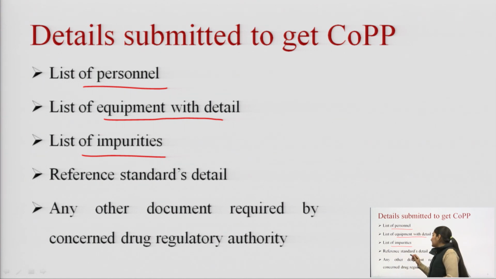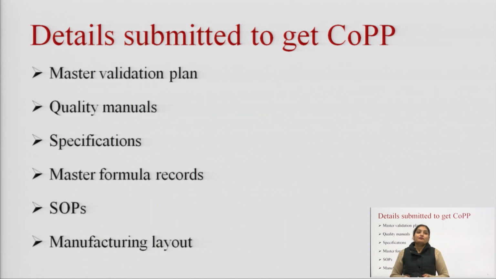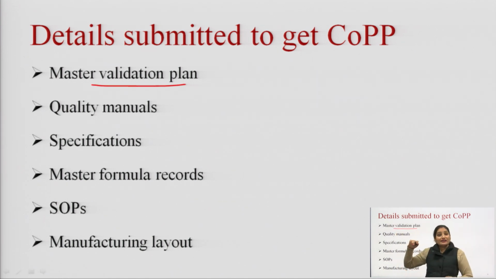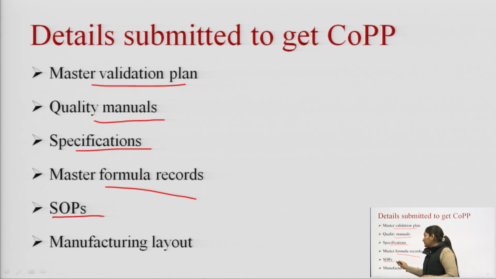Next is reference standard detail. What are the various references or standards that were used to study the quality control aspect should be mentioned. Master validation plan: this plan consists of master validation status, so it is included in the details. Next is quality manuals, specifications. Specifications of the pharmaceutical drug product should be mentioned with the application. Master formula records and SOPs. So, what is SOPs? Standard operating procedure.